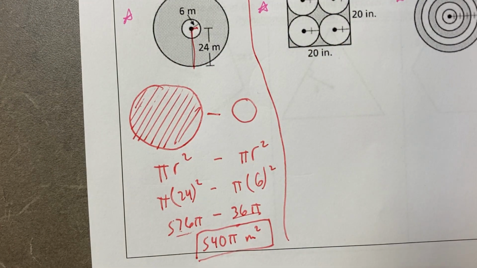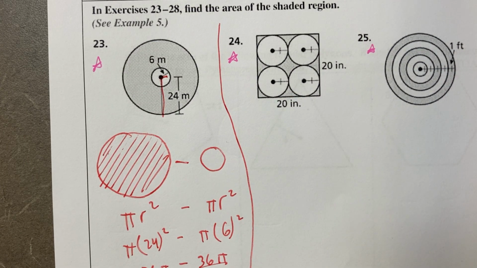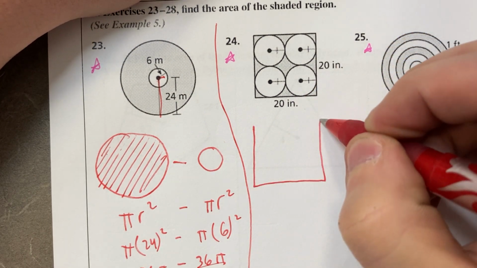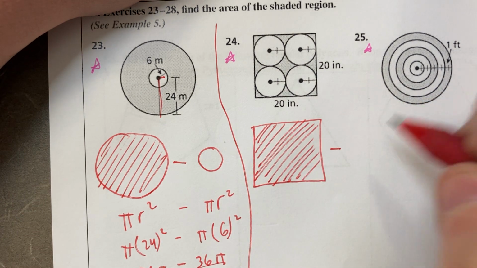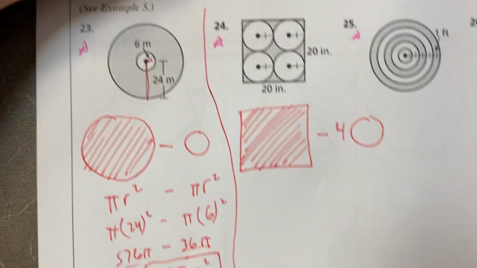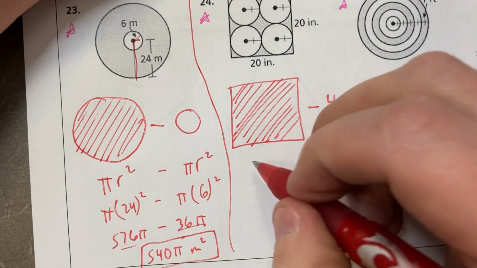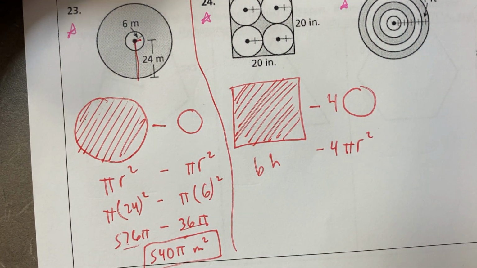Okay, now ideally you pause and you go do this problem by yourself. But it goes something like this. We're going to start with the big square and we're going to take away 4 little circles. So that's what we're going to do. That leaves me with the shaded area. And so this is base times height minus 4 pi r squared.